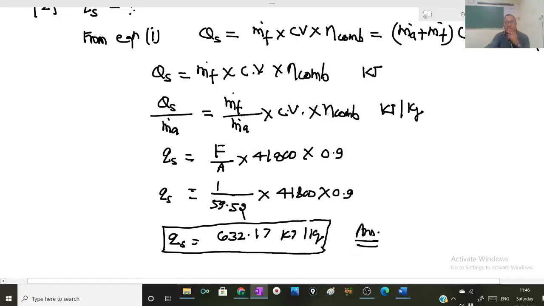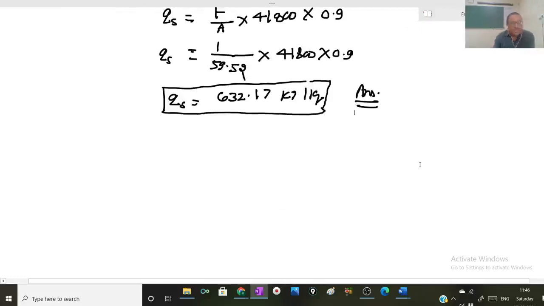You could use this expression as well to calculate heat supply. There won't be any difference. Qs is equal to (m dot A plus m dot F) into Cp into T3 minus m dot A into Cp into T2 dash. Had you used this expression, you would have got the same value. So nothing to worry about the validity of the expression.